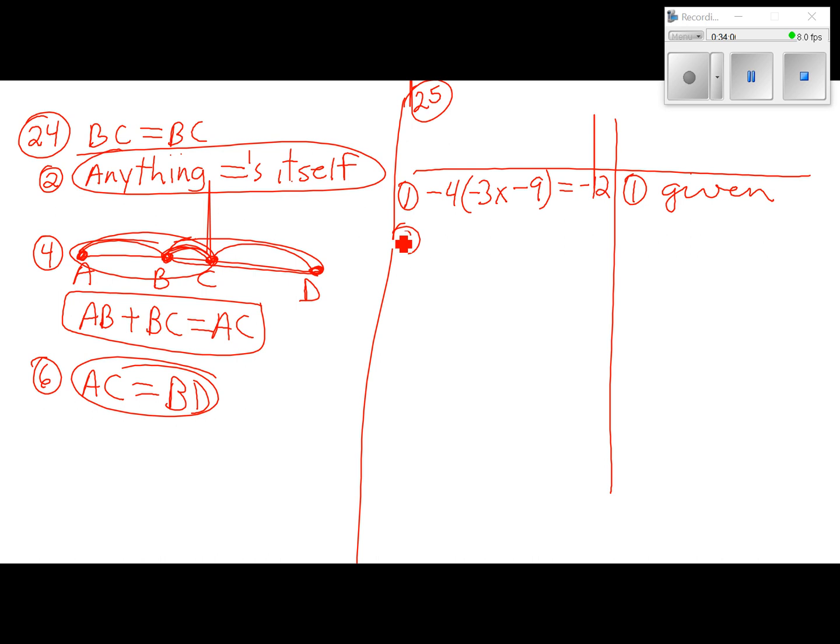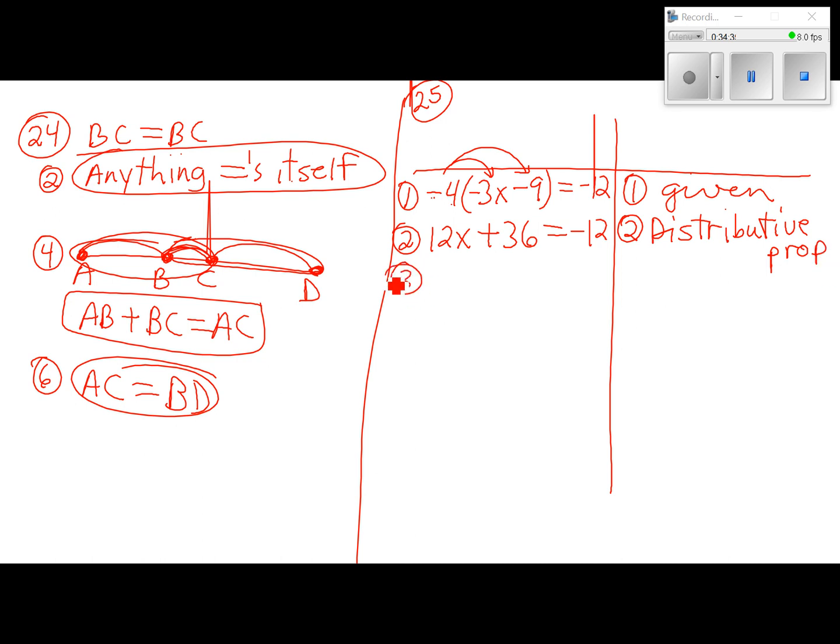First thing we're going to do is we're going to use distributive property, distribute out here. And when we distribute out, you got to make sure you distribute out that negative also. Know that a negative times a negative gives you a positive. So the first one's going to be positive 12x. And then negative 4 times negative 9 is positive 36. And that still equals negative 12. And there we just use distributive property.